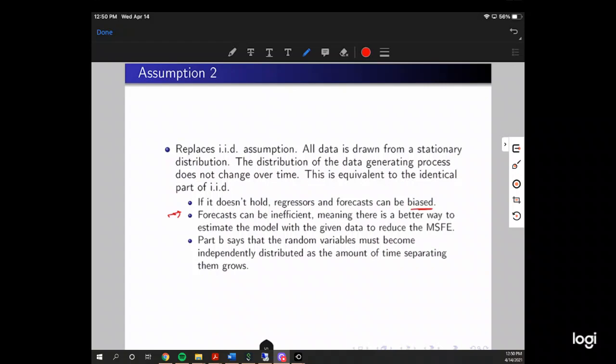We can do better. Part b of the assumption says that the random variables must become independently distributed as the amount of time separating them grows. We know that today's GDP is correlated with yesterday's GDP, but we just want to make sure that it's not correlated with all past values of GDP. At some point, GDP 100 years ago maybe isn't correlated with current period GDP.